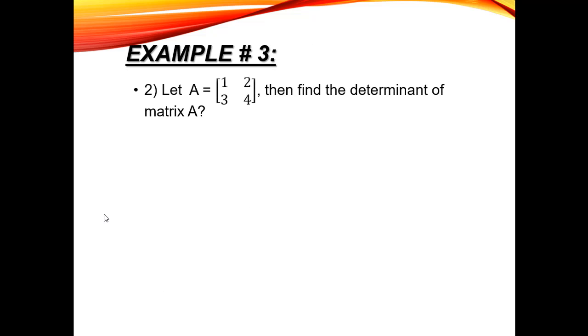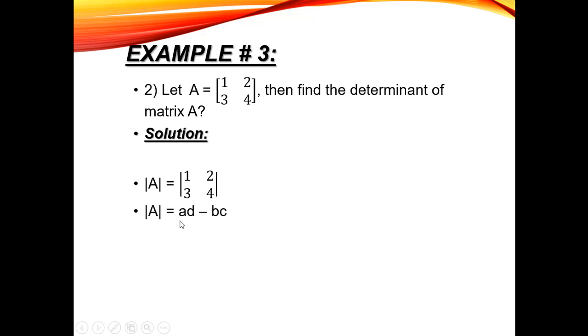Now example number 3. In example number 3 we have set A with the same elements 1, 2, 3 and 4 in the order 2 by 2, and we are asked to find the determinant of matrix A. First of all we need to write this matrix in the form of a determinant, and in the second step we need to apply the formula, that is ad minus bc, which I have told you in the previous slide.